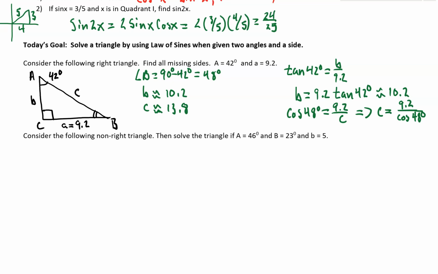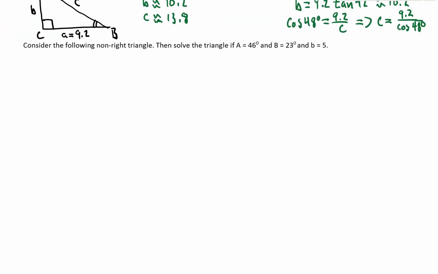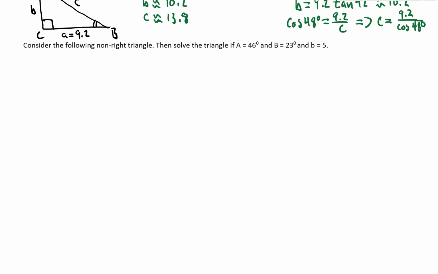So this was how you solve a right triangle, but what happens if you don't get a right triangle, a non-right triangle? And that's what we're going to look at next. We're going to talk about this idea of solving a non-right triangle. So consider the non-right triangle.